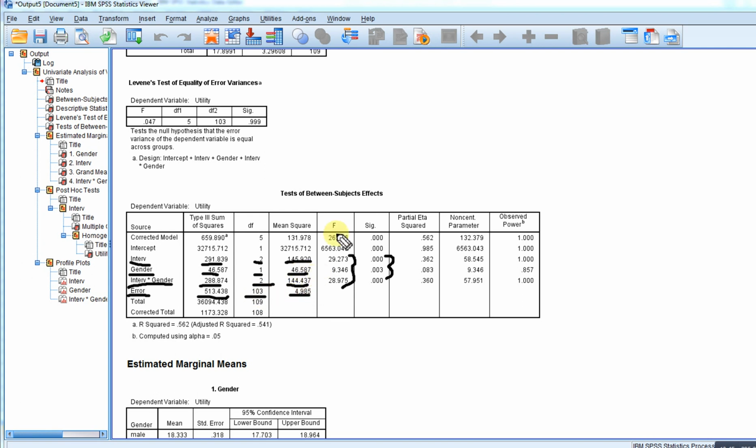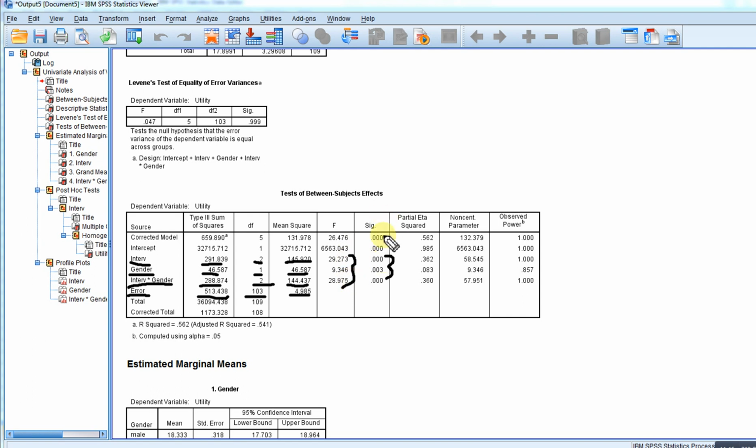So the F value that you see right here for intervention is basically taking the mean square for intervention and dividing it by the mean square error, and so there's your F value. For the F value for gender, it's just mean square for gender divided by mean square error. And for the F value for the interaction effect, it's just mean square for the interaction divided by mean square error. So these are all the F values that you see printed out here.